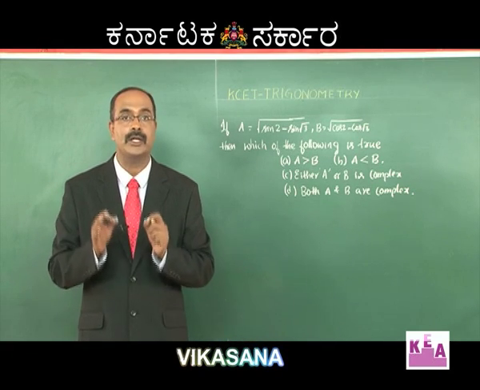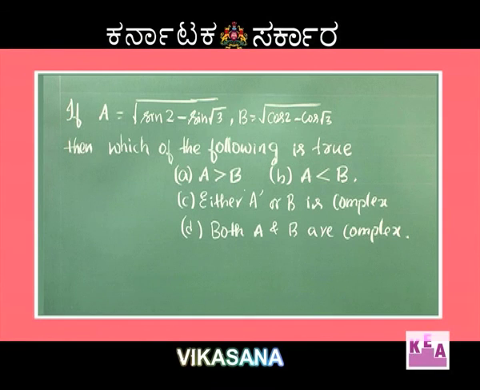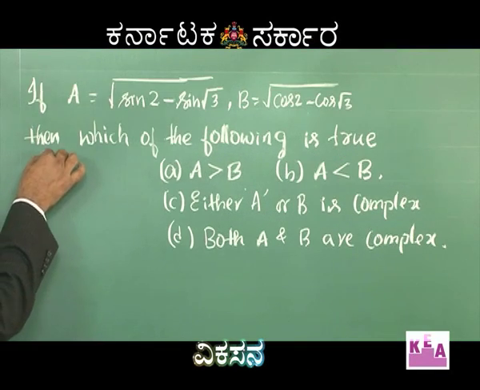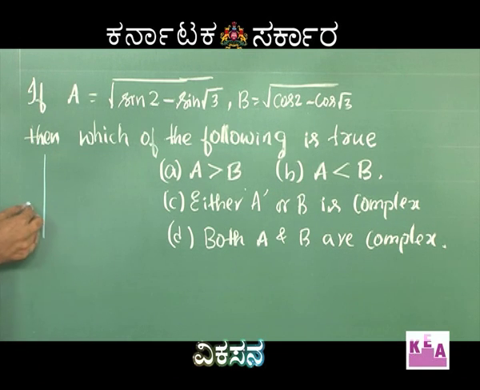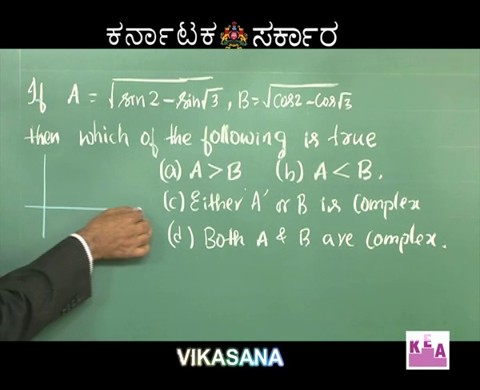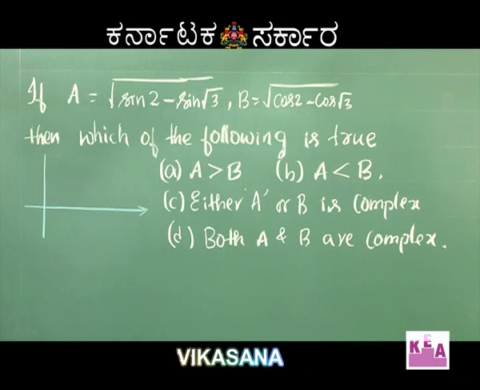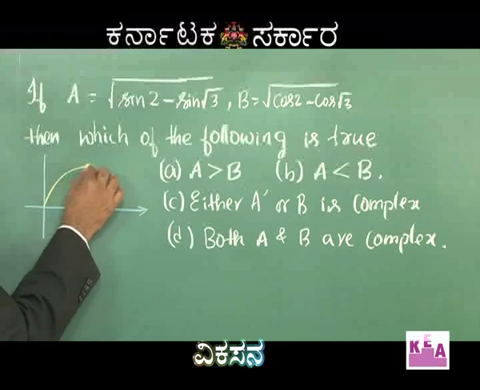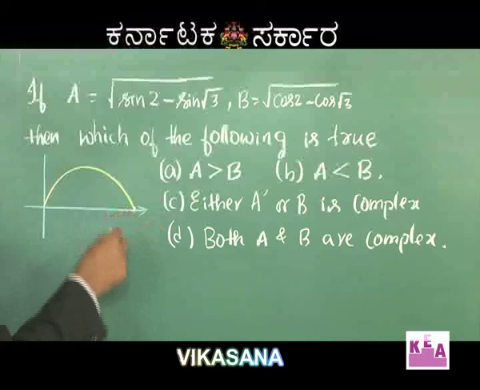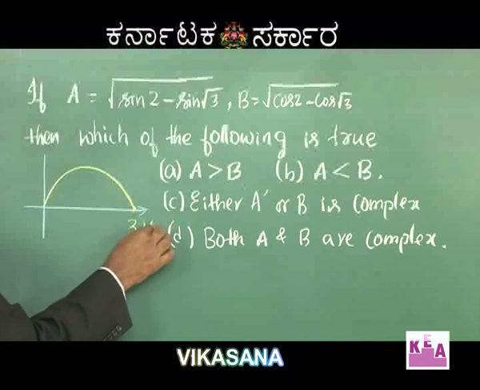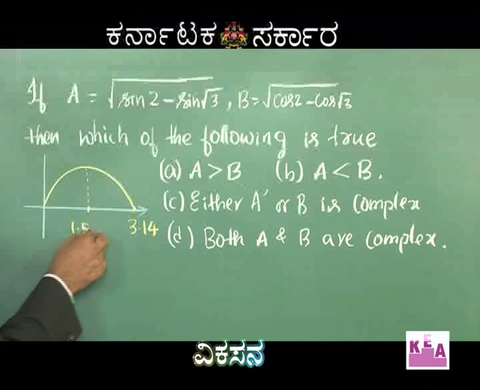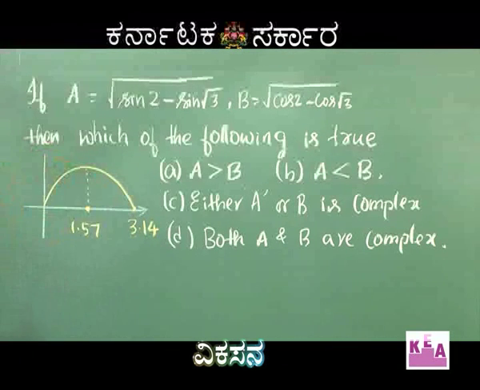This is the actual mathematics language. Coming back to the question, we have sine 2 minus sine root 3. Let me draw the graph of sine function. Clearly, I am drawing the graph of sine function which is towards the right side of the y-axis only. Now, I am drawing the graph between 0 and pi. Pi means nearly 3.14 or 22 by 7, and this is 1.57, nearly, not exactly, dear students.